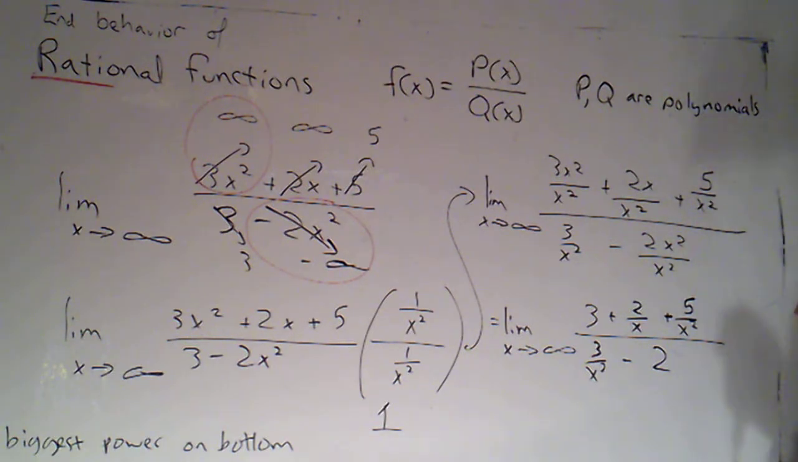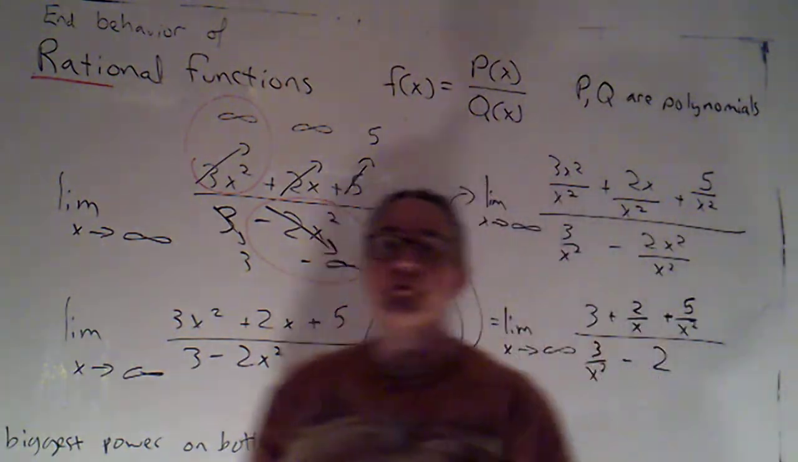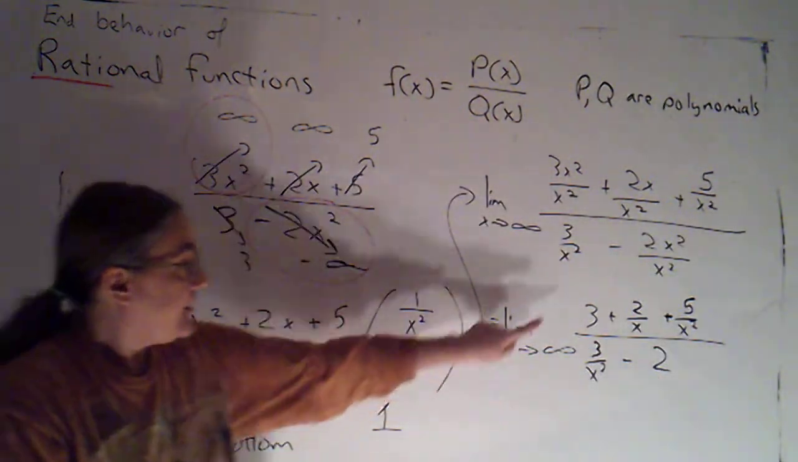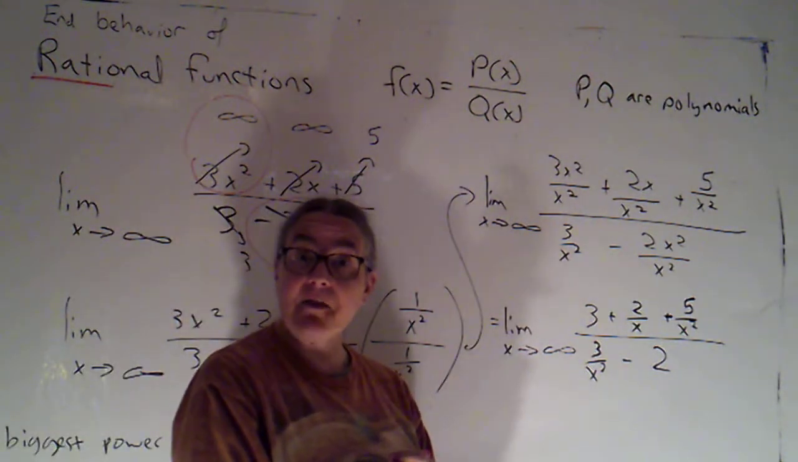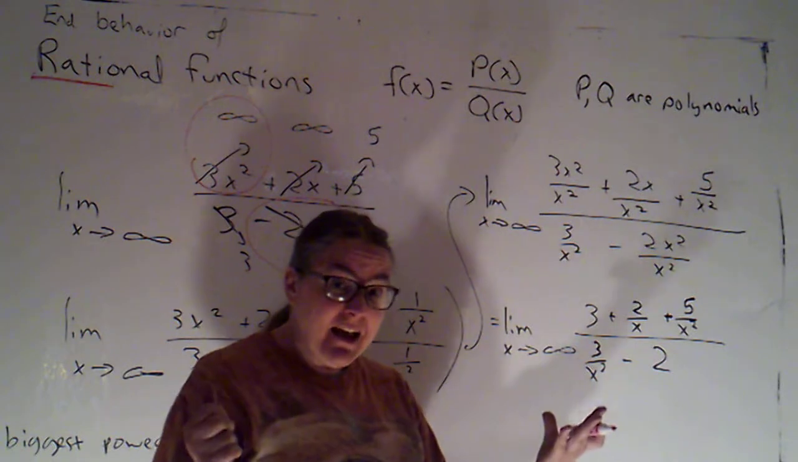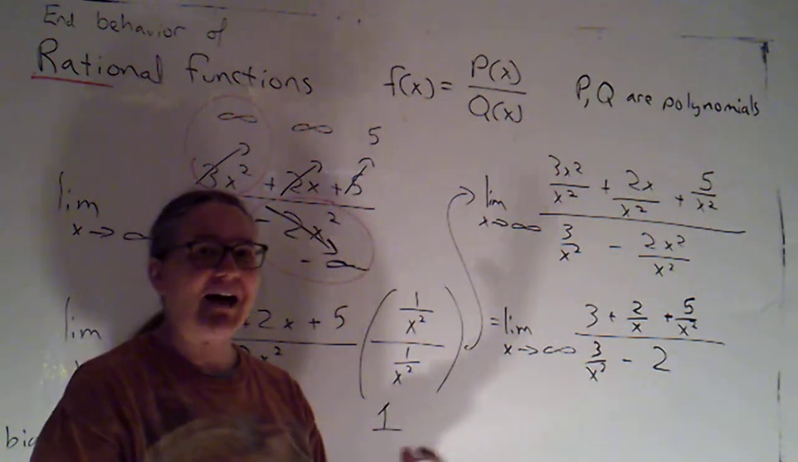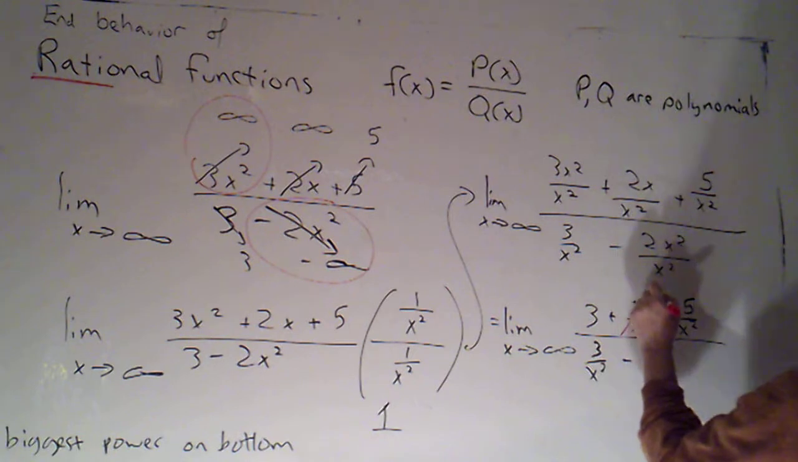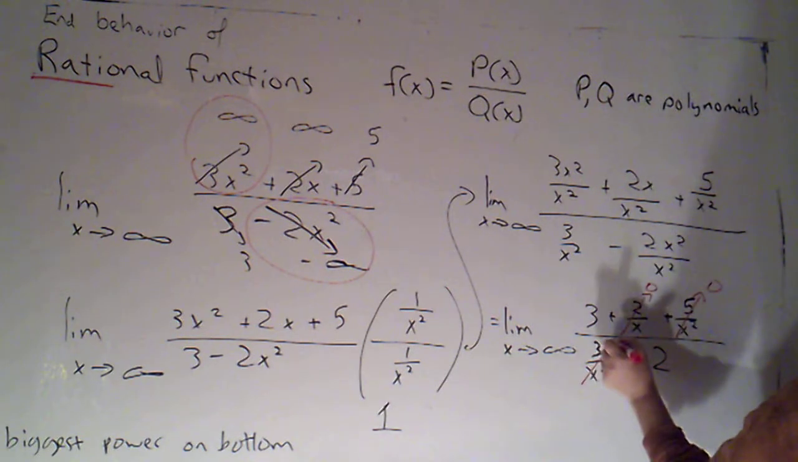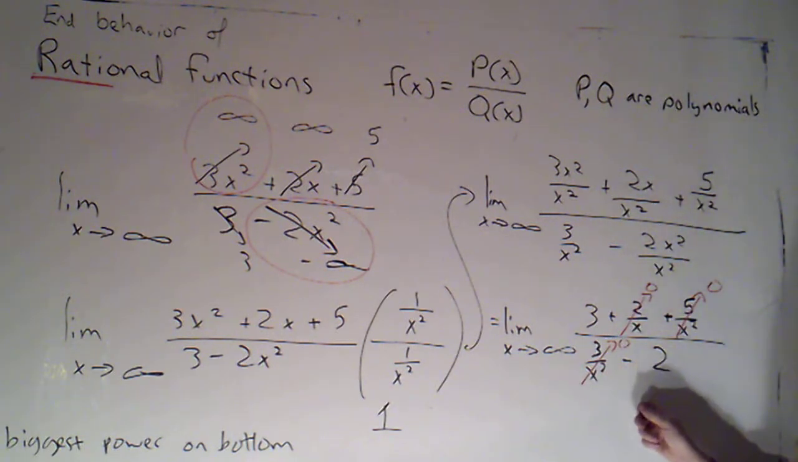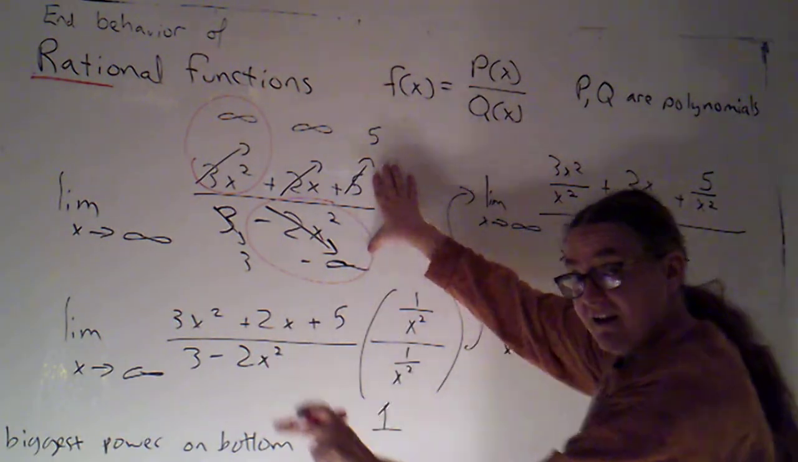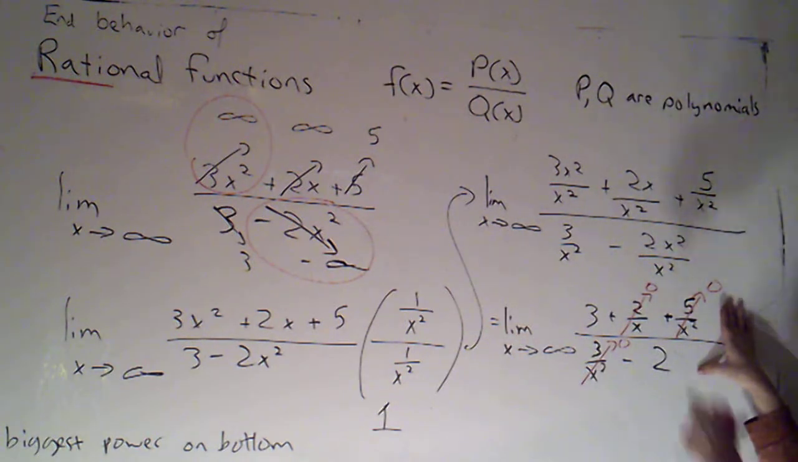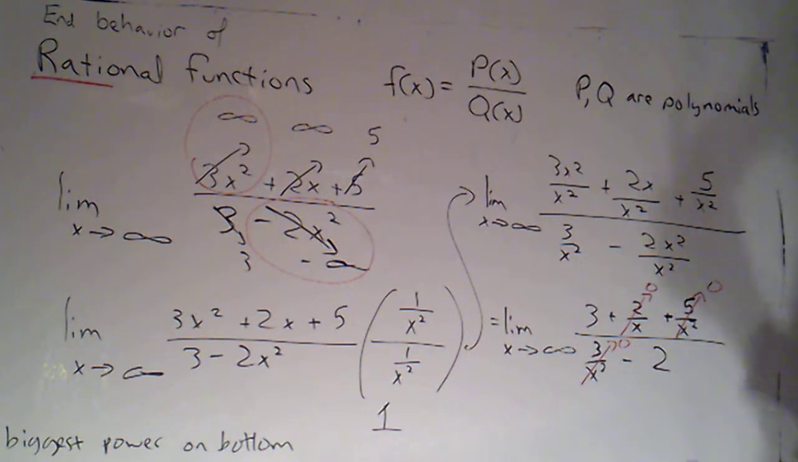Now, what's great about this is now every piece is approaching something finite. 3 and negative 2 are just finite numbers. All the other pieces have x's on the bottom, and x is getting really, really big, so we know that the reciprocal of a positive power of x is going to be going to 0. So now, instead of having a couple finite pieces and the rest going off to infinity or negative infinity, I've got a couple of pieces approaching finite non-zero numbers and the rest of the pieces going to 0.